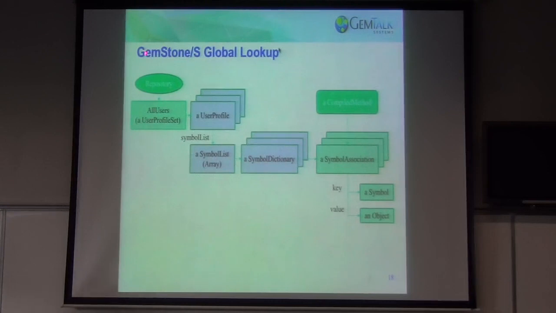GemStone takes this and says, instead of starting at the top layer as a Smalltalk object, we have a list of users. And these users have a user profile. Each user profile has a symbol list. Each symbol list is an array of dictionaries. And then for each dictionary, you can have key value collections. So again, multiple users. Each user has multiple dictionaries.